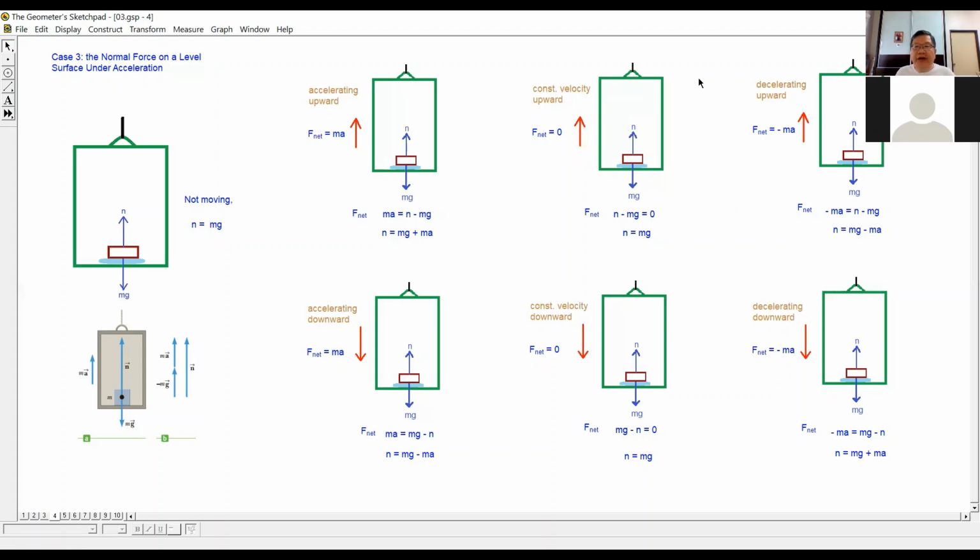Any questions so far? No questions. Do you know how to start off? You start off by using the net force equals the normal reaction minus the weight, because they are moving upwards. So it's normal reaction minus the weight.